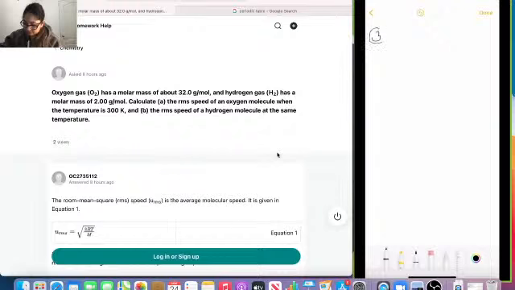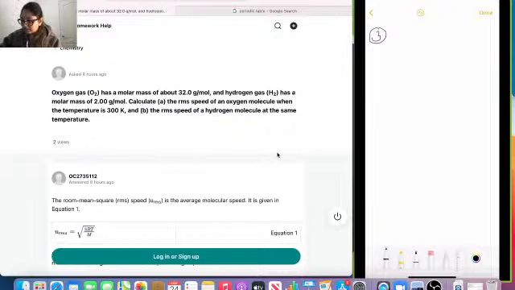Okay, so question 3. Our third question says oxygen gas O2 has a molar mass of about 32 grams per mole, and hydrogen gas H2 has a molar mass of 2 grams per mole. Calculate A, the RMS speed of an oxygen molecule when the temperature is 300 Kelvin, and B, the RMS speed of a hydrogen molecule at the same temperature.